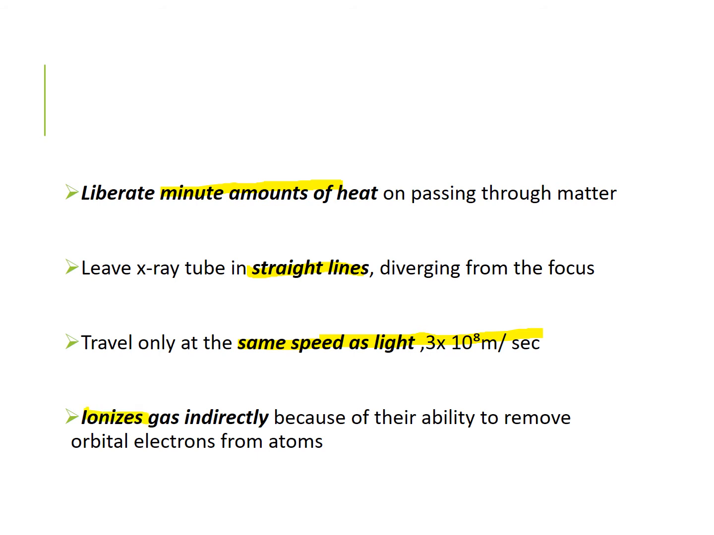Then they have a very unique property, that is ionization. Ionization is the ability to remove orbital electrons from the atom. So X-rays basically have the ability to ionize gas, that is, they can remove the orbital electrons.